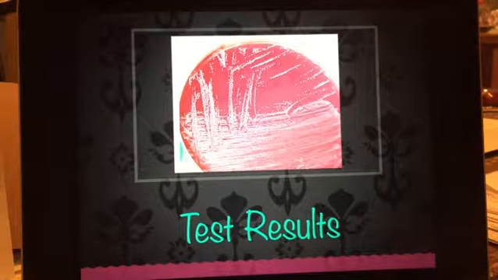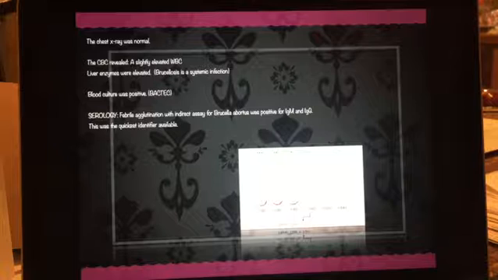Now we're going to move into some of the test results. The chest x-ray was normal. The CBC revealed a slightly elevated white blood cell count. The liver enzymes were elevated. Brucellosis is a systemic infection, which means once the bacteria is ingested or has made it into the body, it spreads out systemically and affects various parts of the body.